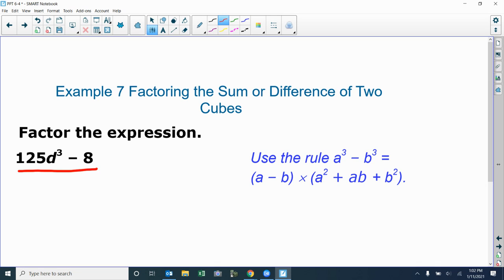There's no GCF, so now what do you need to find? The perfect cube root of the first term, 125d cubed. Oh, I got it. Find the perfect cube root of the second term.